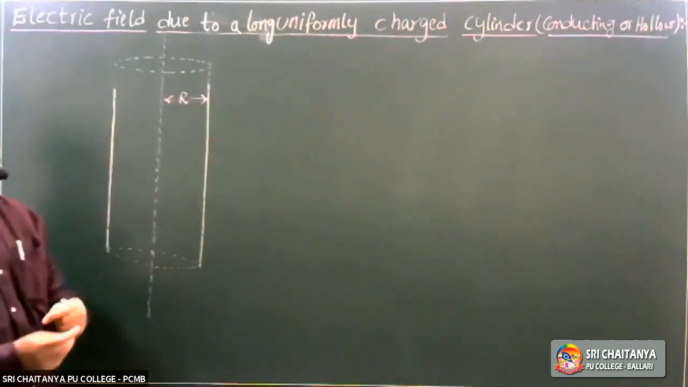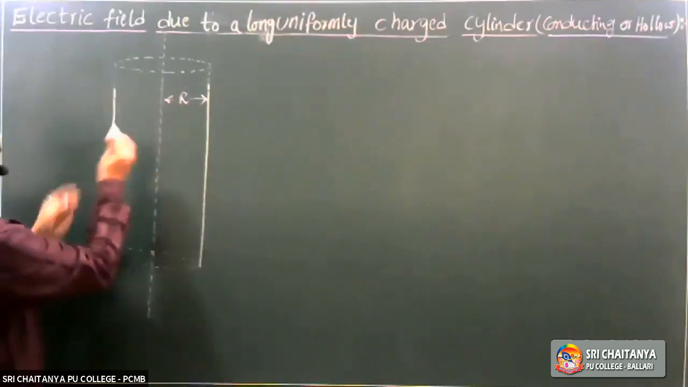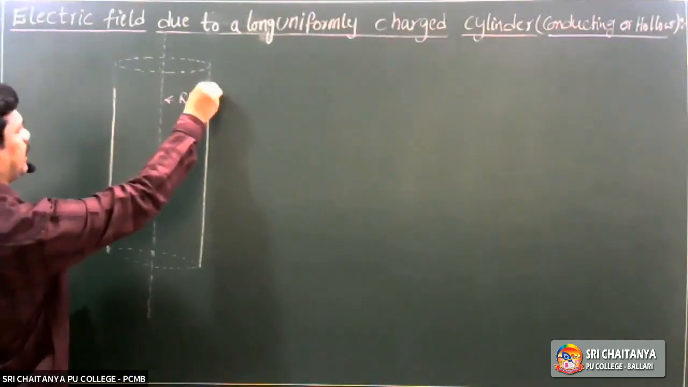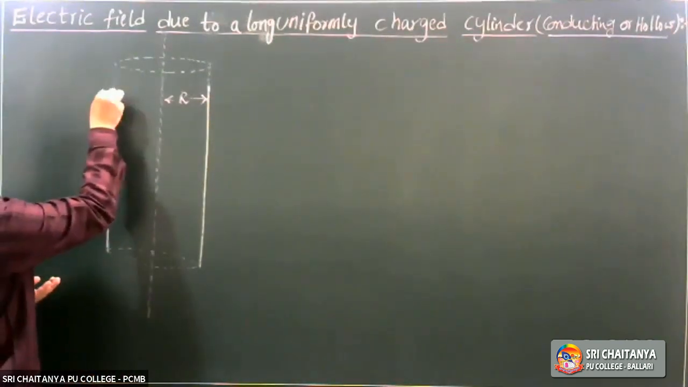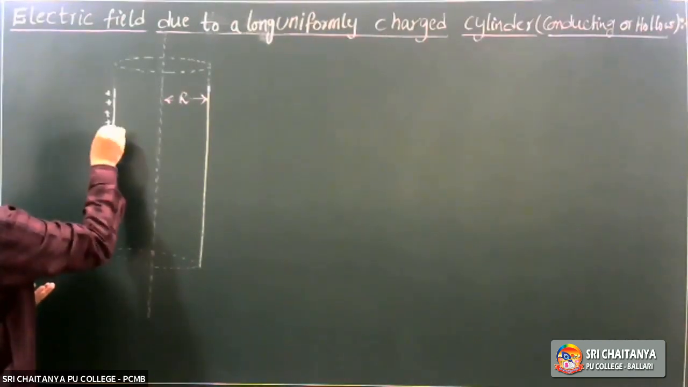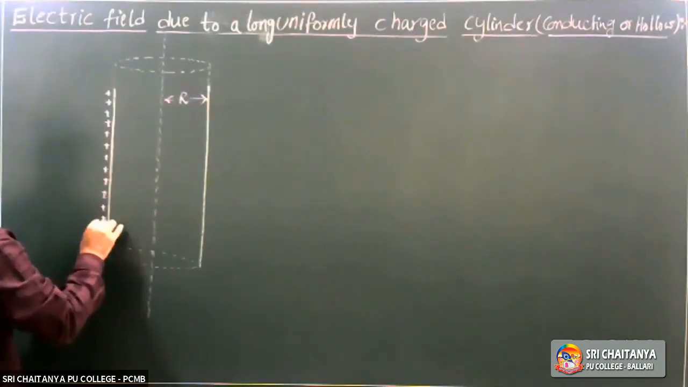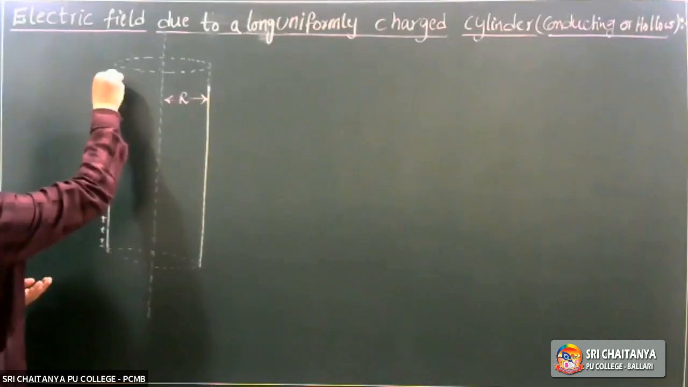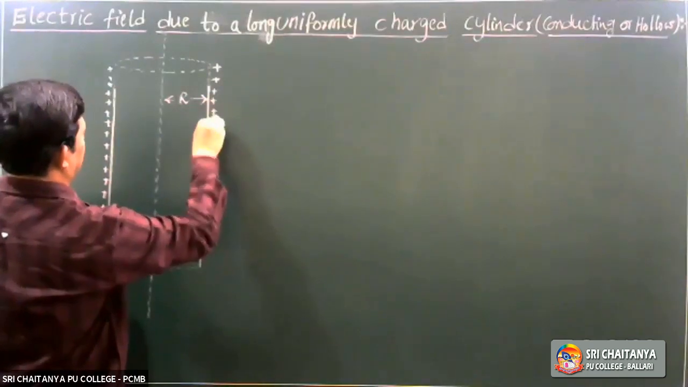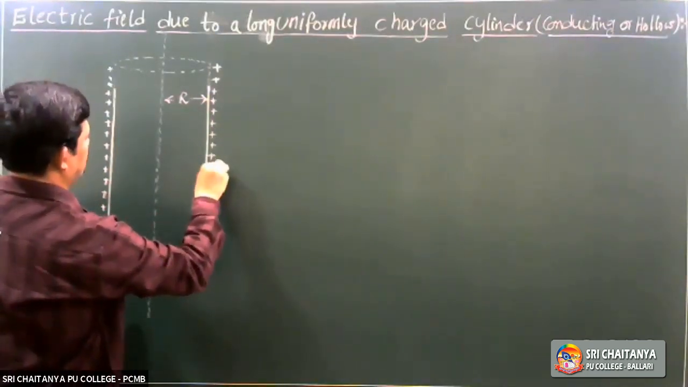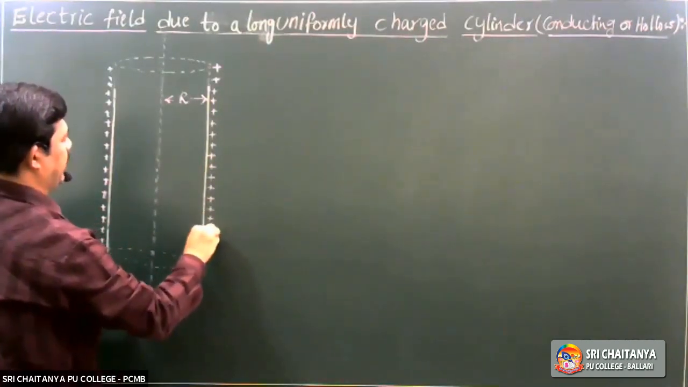This cylinder is either a conducting cylinder or a hollow cylinder. Whenever charge is given to this, where does the charge come? As it is a hollow cylinder, whatever charge we give comes onto the surface of the cylinder. The charge distributes uniformly on the surface of the cylinder as shown in the figure.